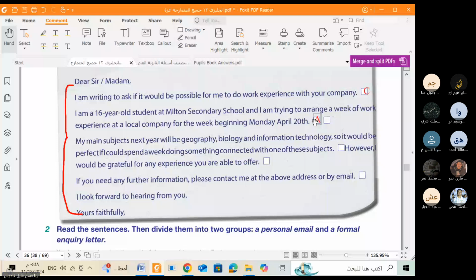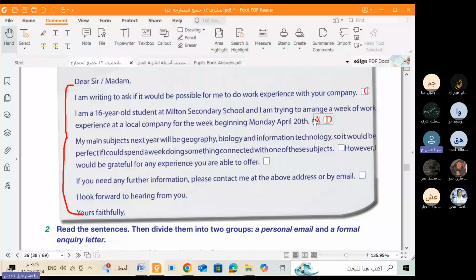And when you say to arrange a week of work experience at a local company for the week beginning Monday 20th, this is what? Say that you might give the dates you are interested in. Very good. Give the dates that you are interested in. So we start with giving the reason for writing. Then we introduce ourselves, the age, and at which school we are, and then the dates that we are interested in, if we can have an opportunity of work experience in that company.